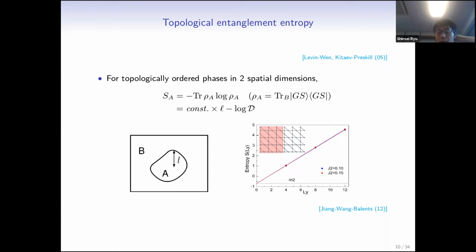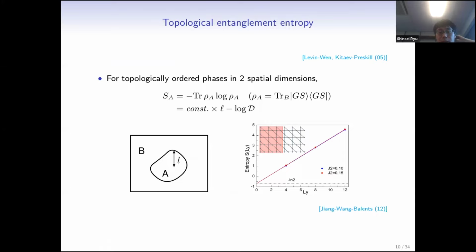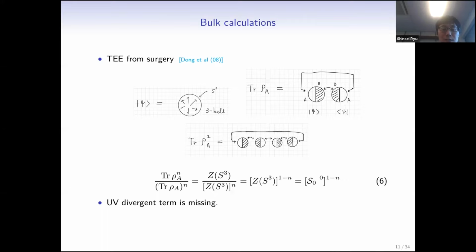Okay, so this is a beautiful calculation. It makes the topological content of this entanglement entropy clear. Since it's a fully topological calculation, it does not give us this first part, the part which depends on the divergence or length. So this purely topological entropy calculation does not know about this part.